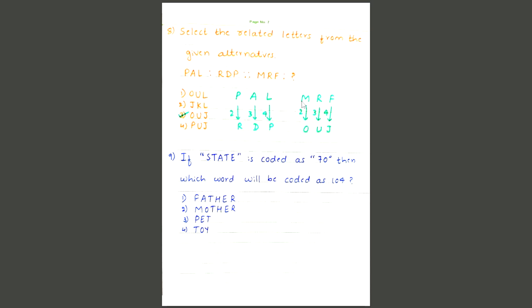Here M is the 13th letter. We are adding 2. That is 13 plus 2, 15. The 15th letter is O. And R is the 18th letter. We are adding 3. The 21st letter is U. Then F is the 6th letter. We are adding 4. The 10th letter is J. So the option is 3.